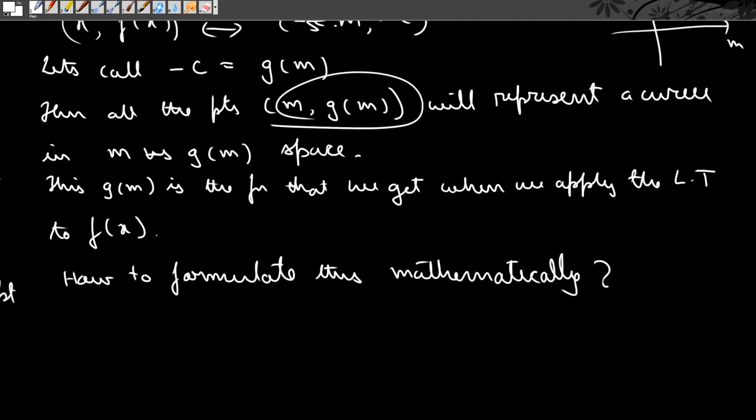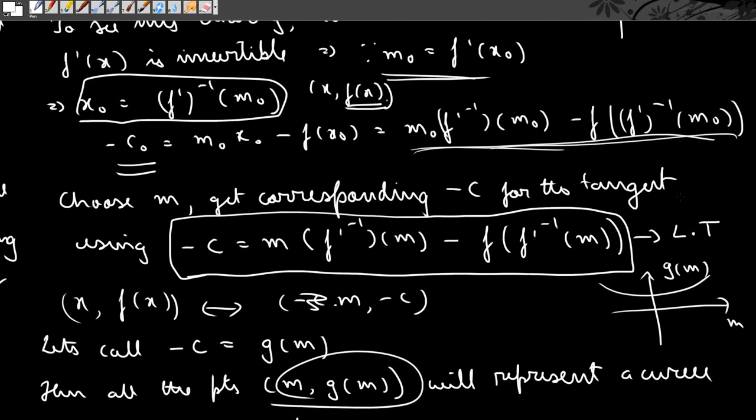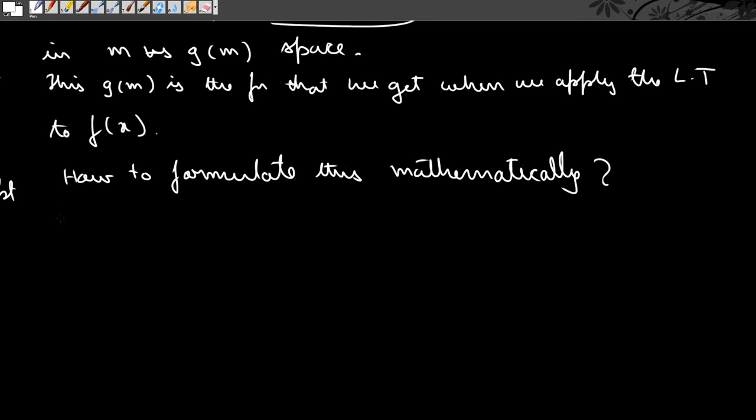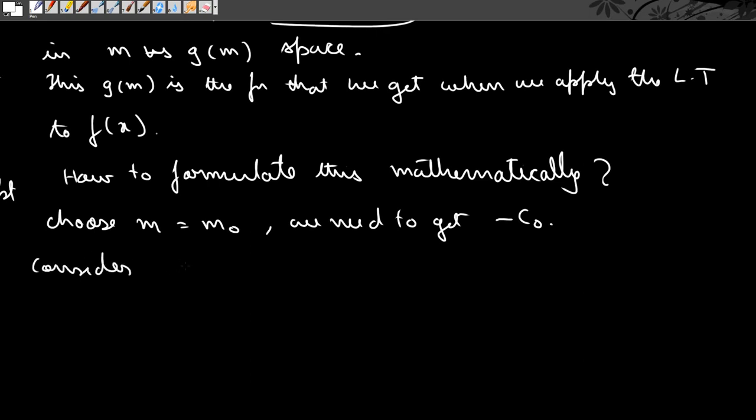Okay, so how exactly, formally, do we get this relation? Let us look at that. Choose m equal to m naught, and we need to get the corresponding minus c naught. For this, consider the function m naught x minus f of x. This is a function of x. Let's call this h of x.